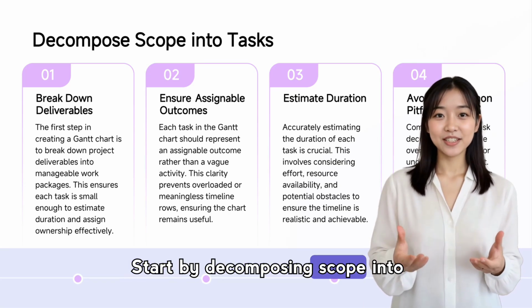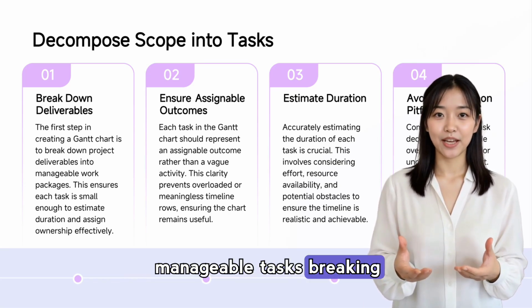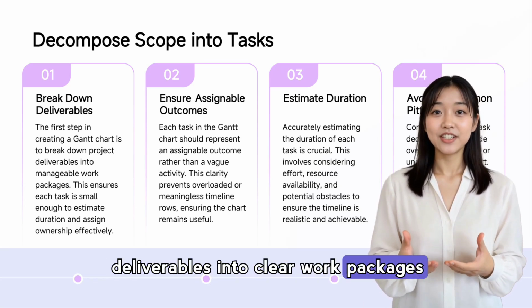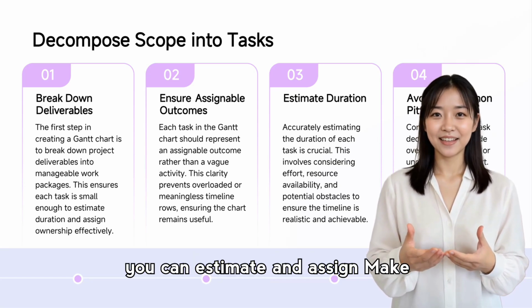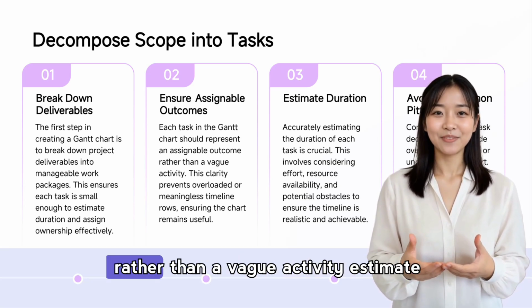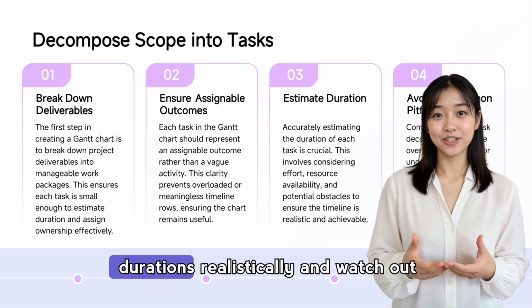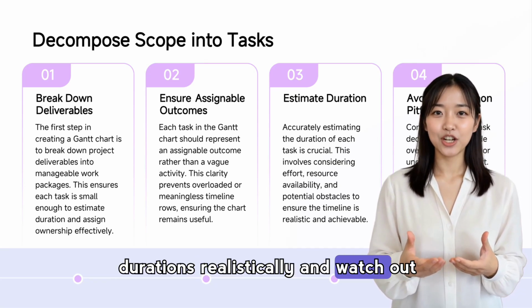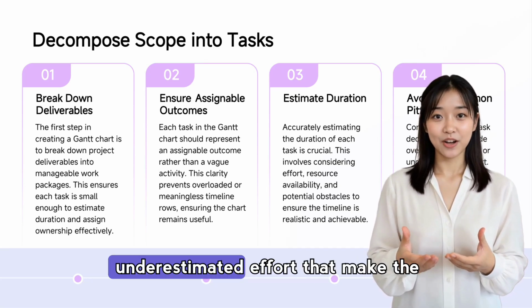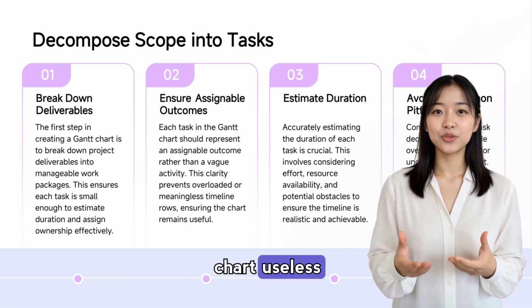Start by decomposing scope into manageable tasks, breaking deliverables into clear work packages you can estimate and assign. Make each task an assignable outcome rather than a vague activity, estimate durations realistically, and watch out for overly complex rows or underestimated effort that make the chart useless.